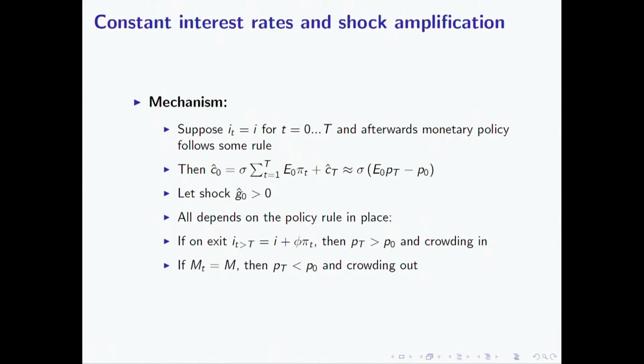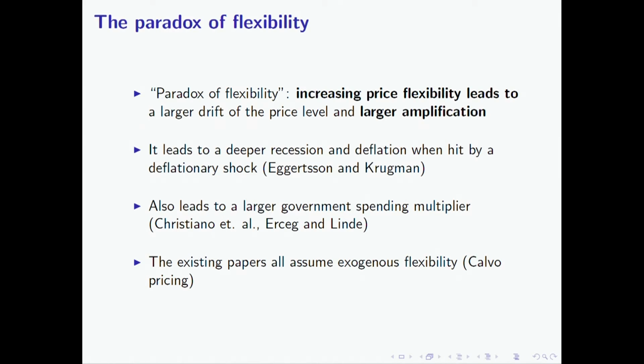But if instead monetary policy is not so accommodative, if, for example, money is held constant, then what happens is the price level jumps on impact, but in the long run, the price level converges to its initial level, and so we have the opposite relationship. P_T is smaller than P_0, and we have the usual crowding out. So government expenditure crowds out private expenditure, and the government spending multiplier would be less than 1.